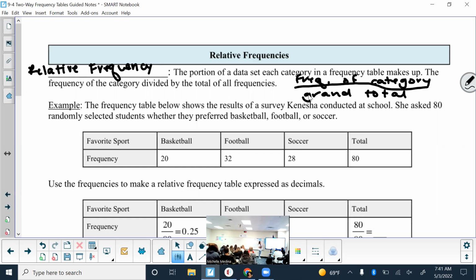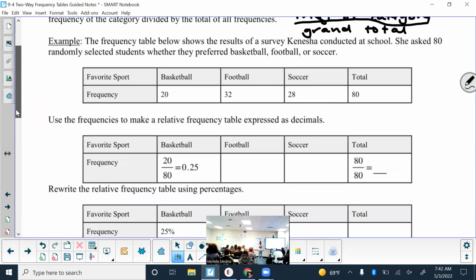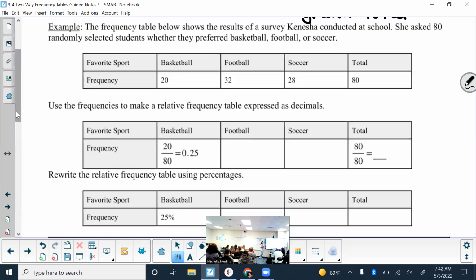All right, so here's just a really simple one, not a 2-way frequency table yet, but it's the results of a survey Kanisha conducted at school. She asked 80 random students whether they prefer basketball, football, or soccer. And here's her data. To calculate the relative frequency, you are taking however many people said that category.